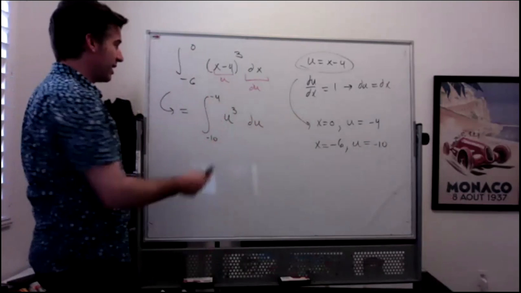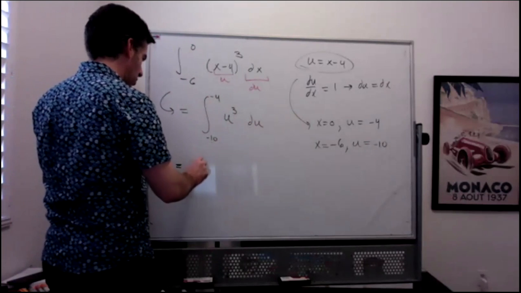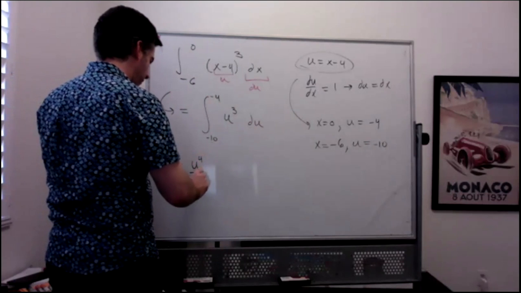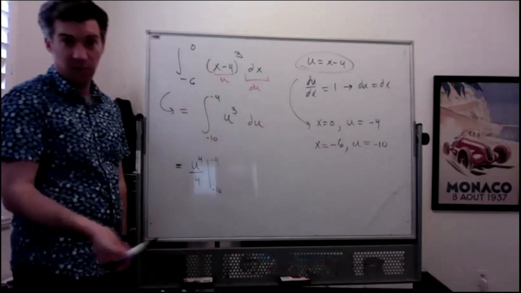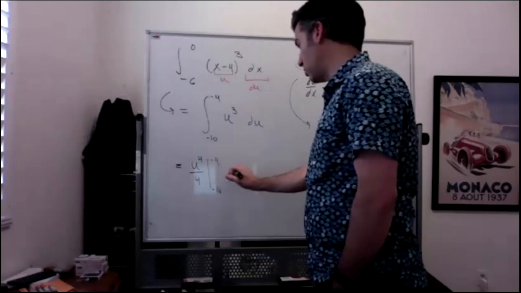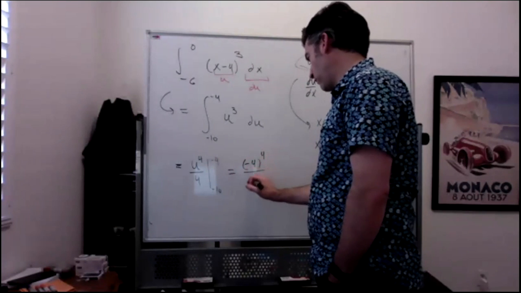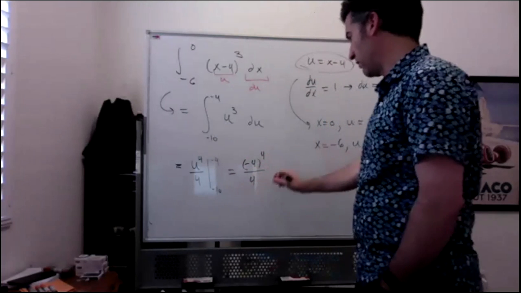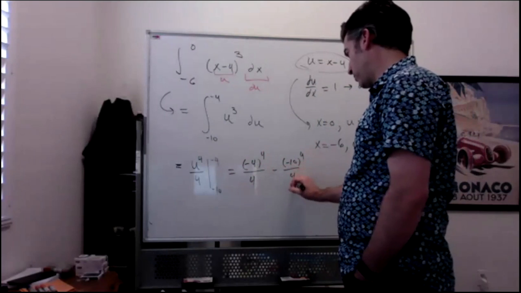Okay, and again, these are u values. So now we're just going to integrate. We're going to get u to the 4th over 4 from negative 10 to negative 4. And we're just going to plug those in because those are what the u values are equal to. So I'm going to plug in u equals negative 4 and get negative 4 to the 4th over 4. I'm plugging in negative 10, get negative 10 to the 4th over 4.